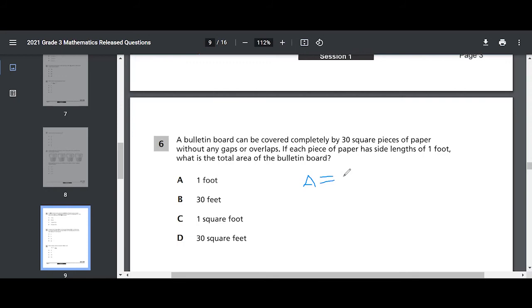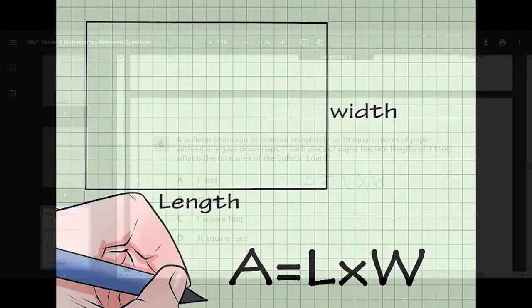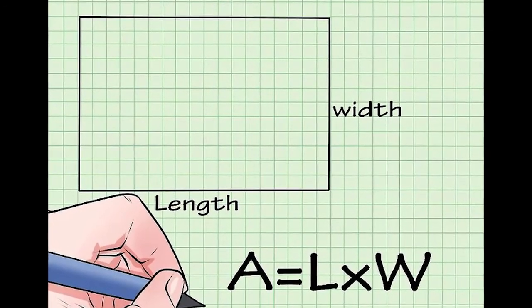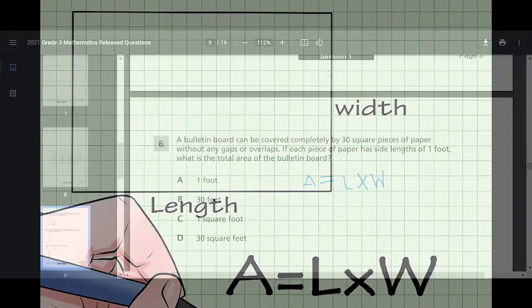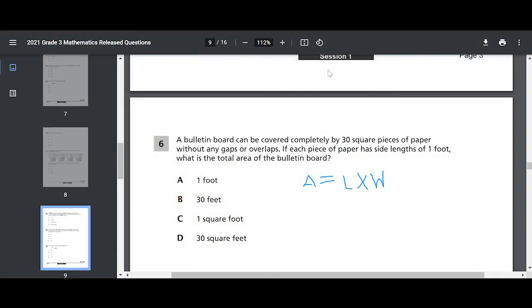That's A equals length times width. Therefore, 30 square pieces of paper times 1 foot is always going to give us 30. So our answer choice is not just 30 because we are using area. Our answer choice is going to be 30 square feet.